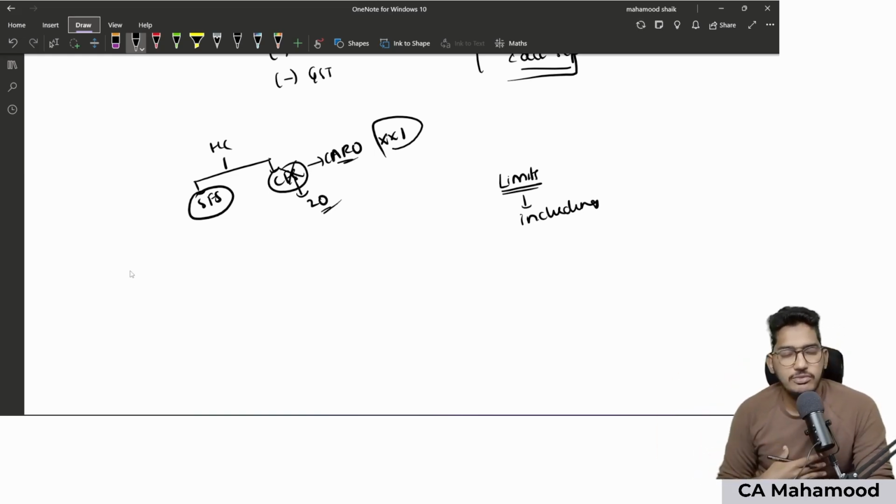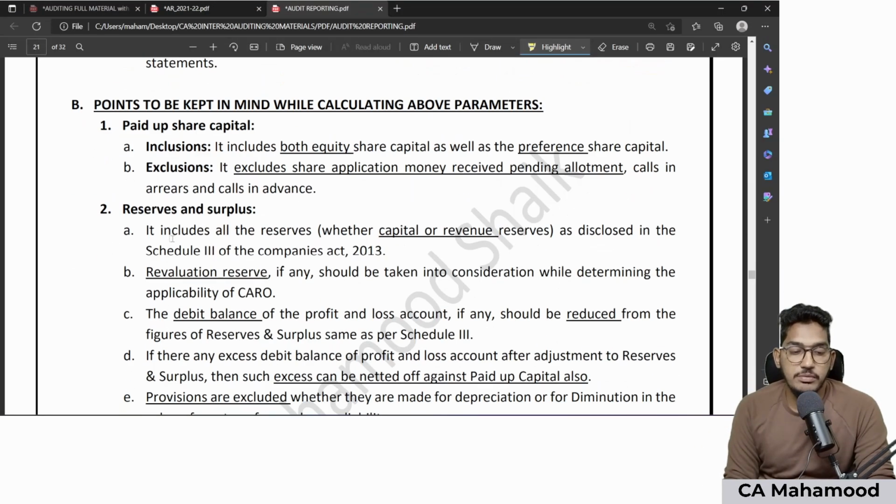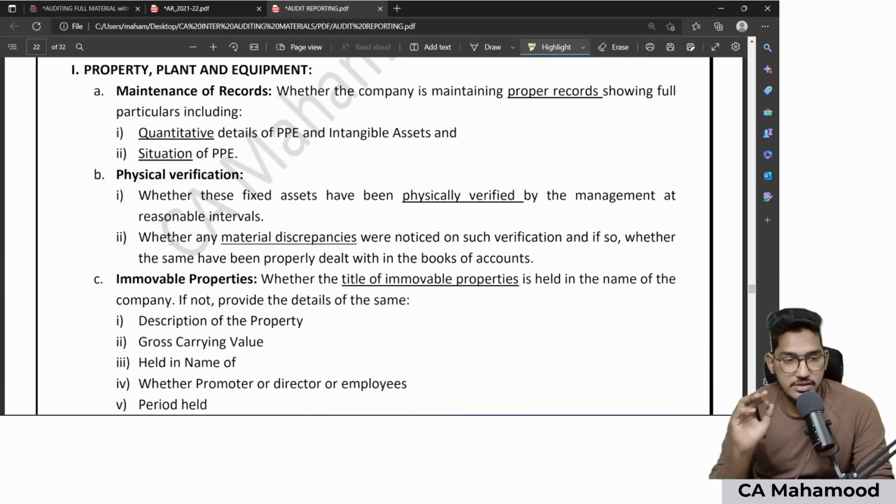Very important, as I have told, sometimes questions will be tested from this applicability criteria itself. Now let us come to the reporting requirements. What are those 21 matters which are required to be reported? That we will try to understand. First reporting requirement is regarding property, plant and equipment.